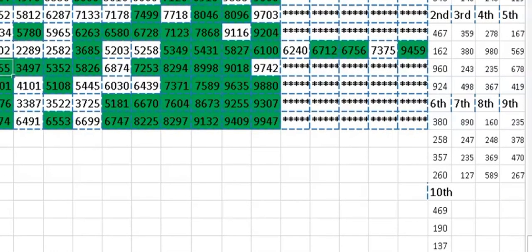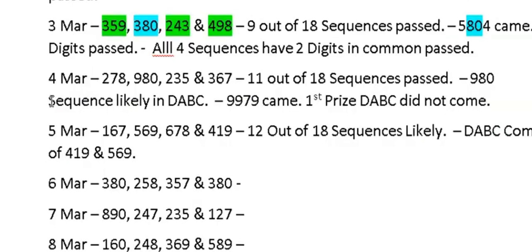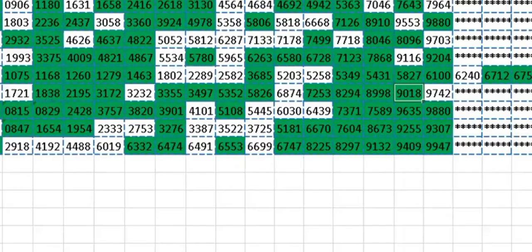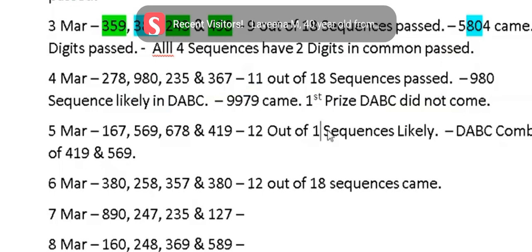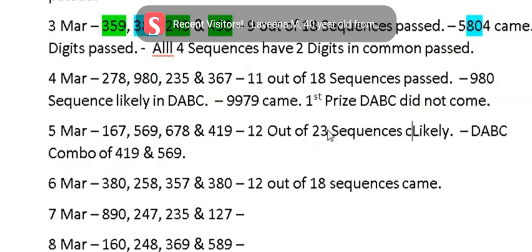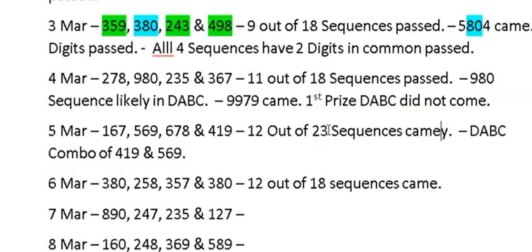You can see clearly here, on the 6th we had 12 out of 18 sequences pass. On the 5th DABC we had 5, 6, 9, 4 and 9. We had that come, 5, 6 came, 6, 5, 6, 4. So 4 and 5 came on one side and 5 and 6 came on the other side.